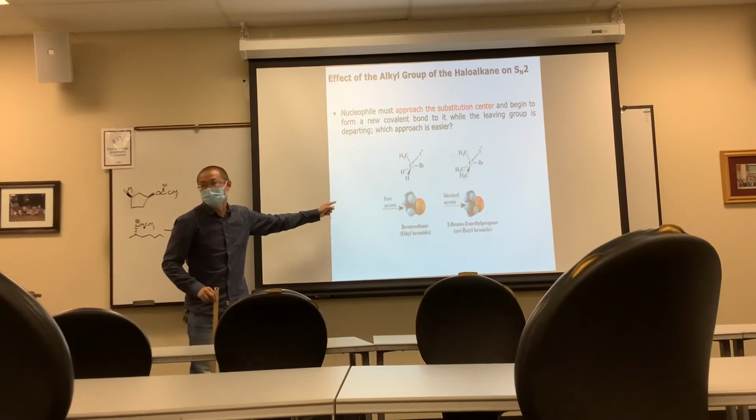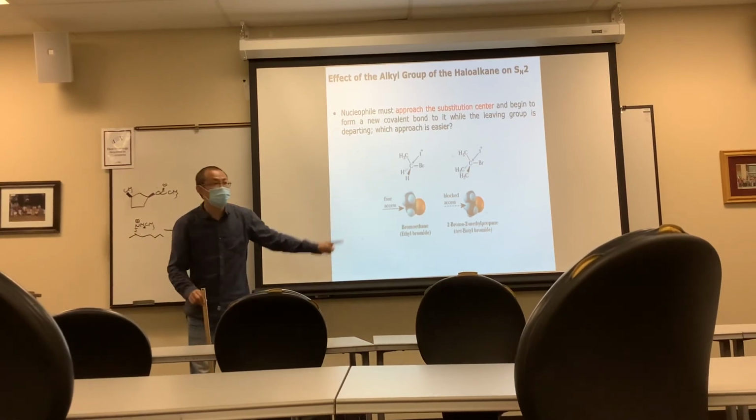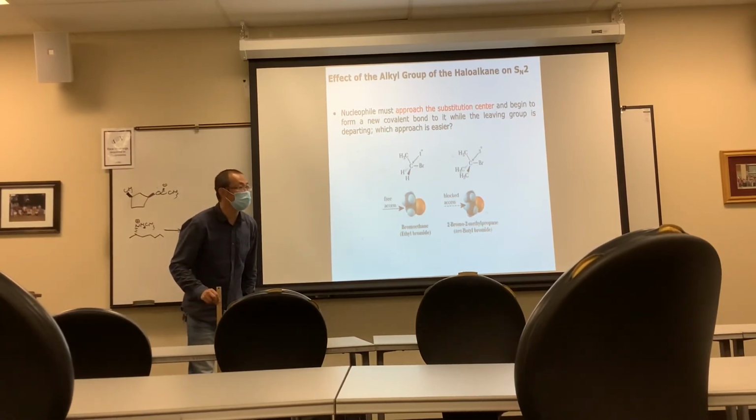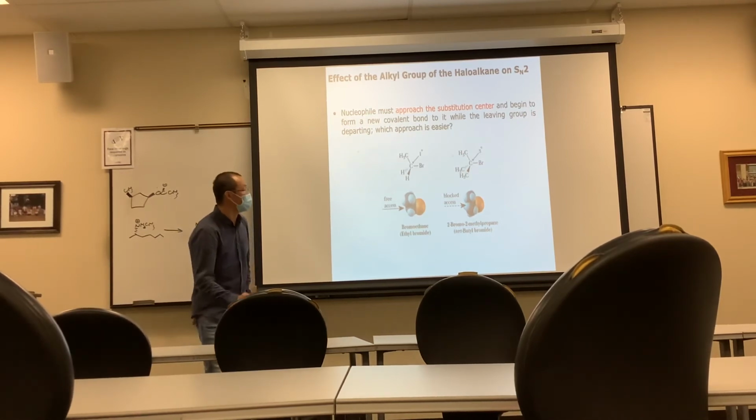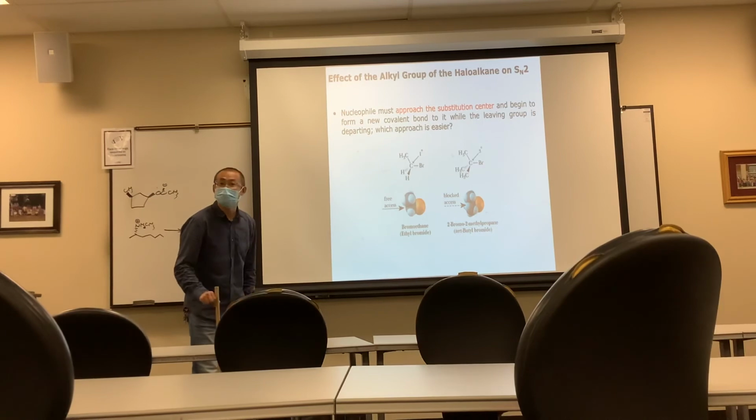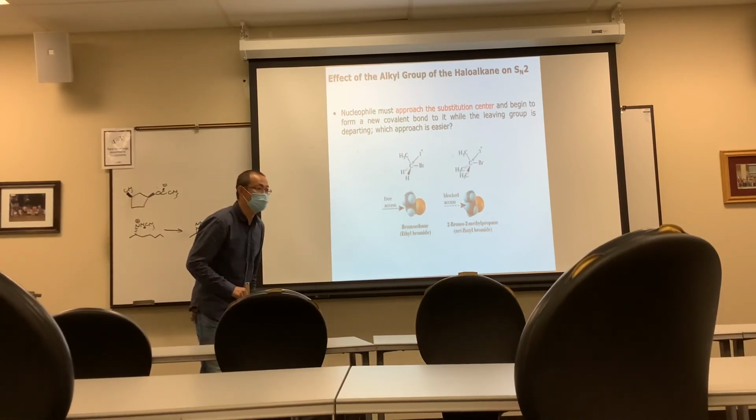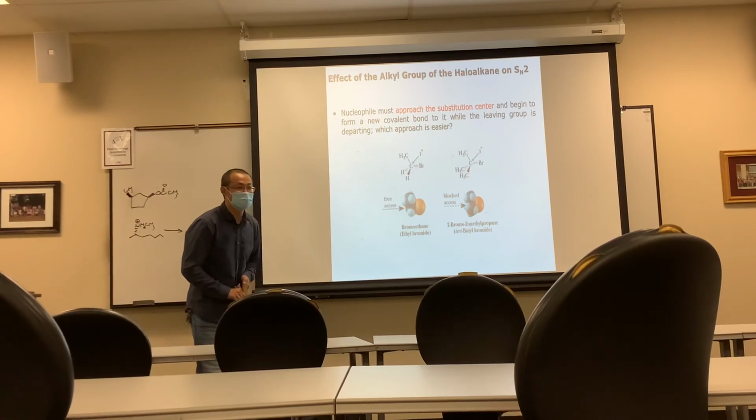SN2 happens the fastest at what type of carbon? Primary. Followed by secondary. And SN2 never happens on tertiary carbon. You can put that down. Again, guys, SN2 happens the fastest on primary, followed by secondary. SN2 never happens on tertiary.